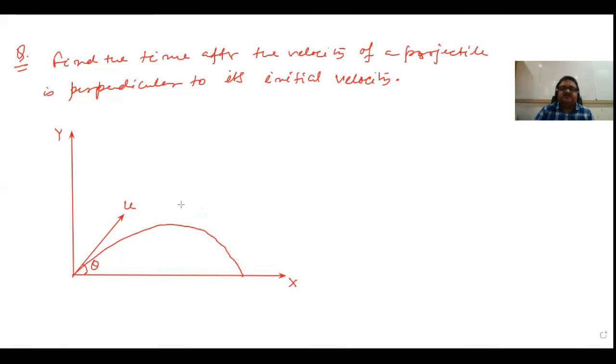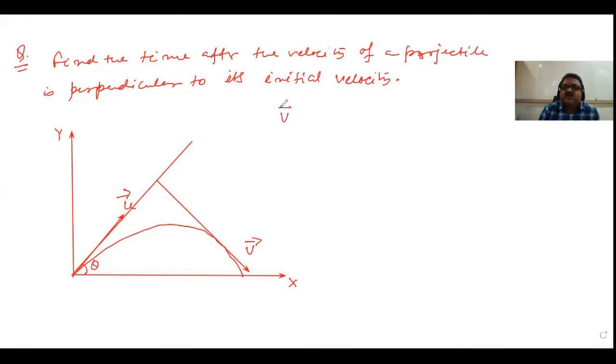Let me extend this line, and let me draw a perpendicular on this line. So this is the point where the velocity vector makes an angle of 90 degrees with the initial vector, correct? So what I am doing, it will be u and this will be v. Now watch it very carefully. What is the value of v? Let t be the time after which this is happening.